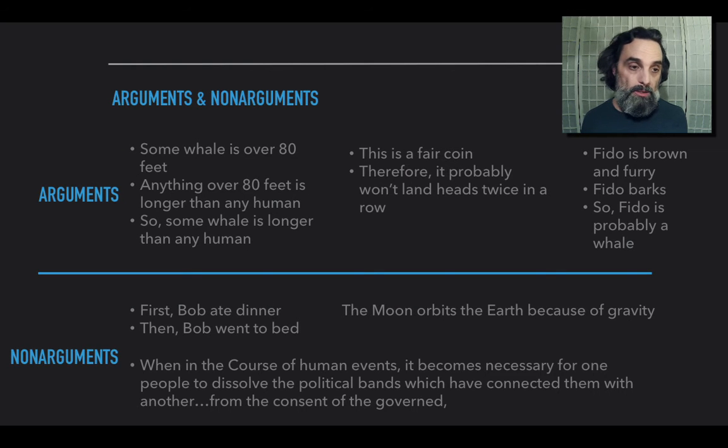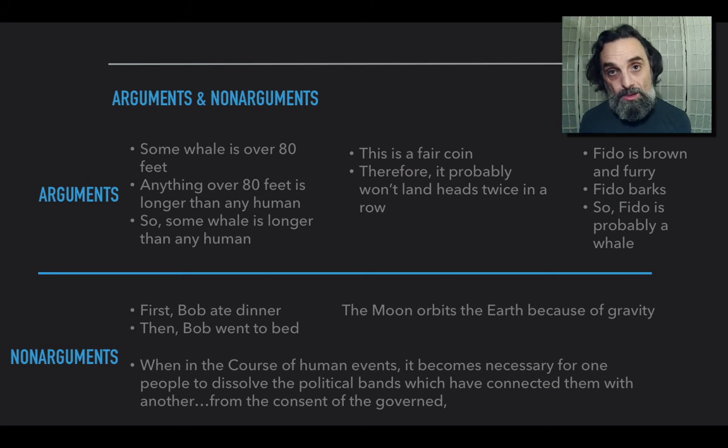So if we look back at these examples, the things listed as arguments all do that. There's a conclusion marked by either "so" or "therefore," and then their premises, and they're intended to support the conclusion. The last argument is a bad argument, whereas the first two are good arguments, at least in the sense that if the premises are true, so is the conclusion.